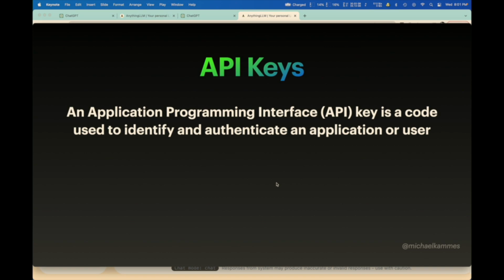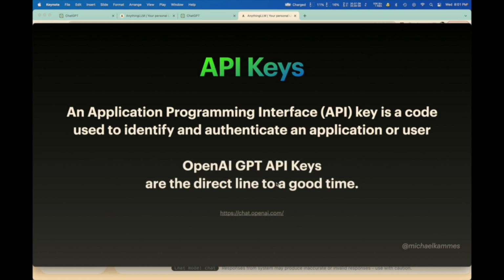All right, next. API keys. Michael, I promise I will not get technical. Promise. People here have heard of API keys, right? It's a username and password on steroids. It allows one person or system to connect to another person or system in a secure way. Why are these important? Because OpenAI GPT keys are the direct line to a good time.